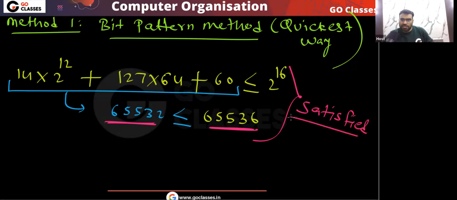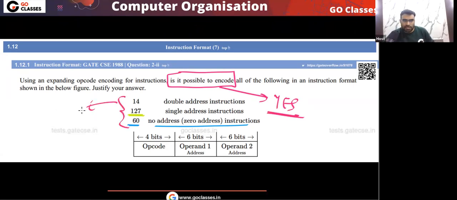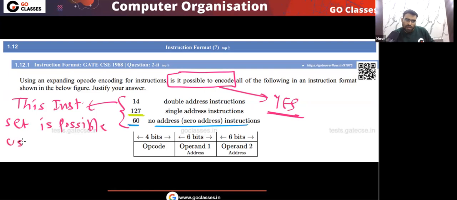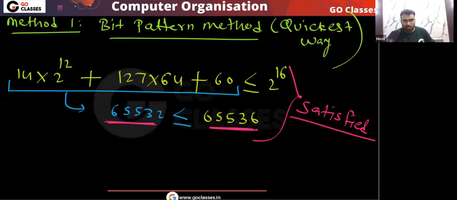Because this equation is satisfied, is it possible to encode? The answer is yes. So this instruction set is possible using the expand opcode technique. Is this clear? Please tell me, did you understand? Very simple, this equation is satisfied.